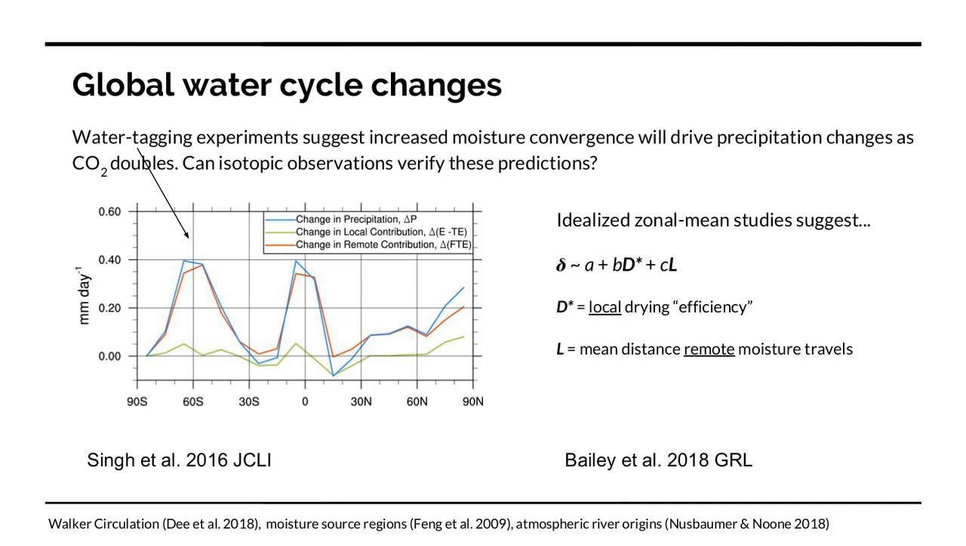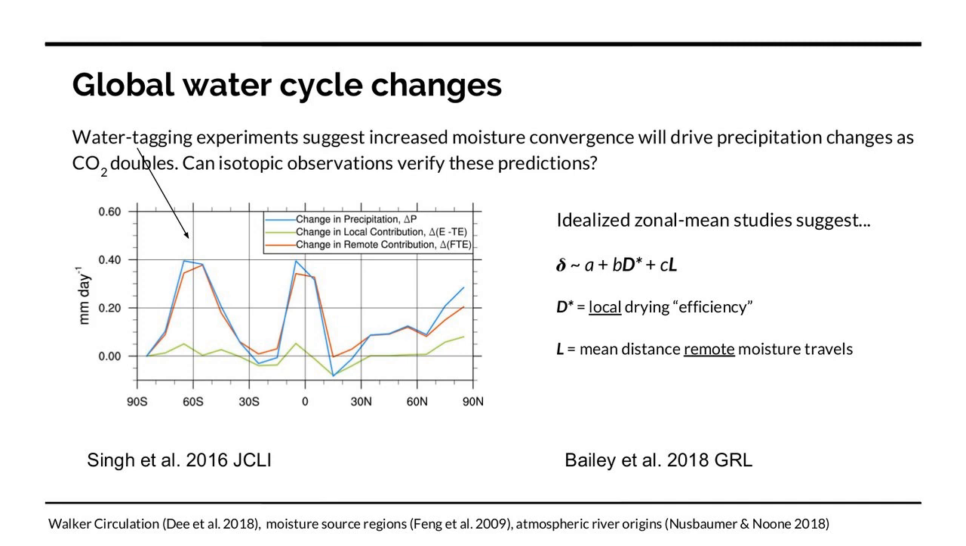So how is that relevant for isotopes, or how can we start to think then about designing an isotopic observational strategy to address a question like this one? Recent work that I just finished is shown on the right, and it suggests that the isotope ratio in water vapor or precipitation is fairly well represented by a linear combination of these two factors, which I've spelled out here. One is a local drying factor, so that's how efficiently moisture is removed from the atmosphere by precipitation locally. And the other is this term L, which is a mean distance that remote moisture travels into the region.